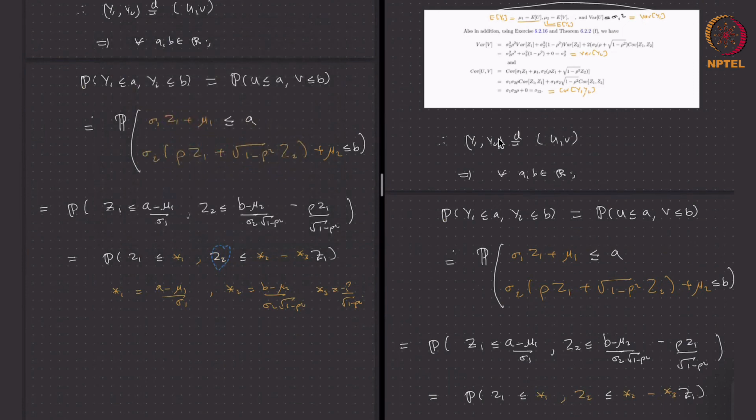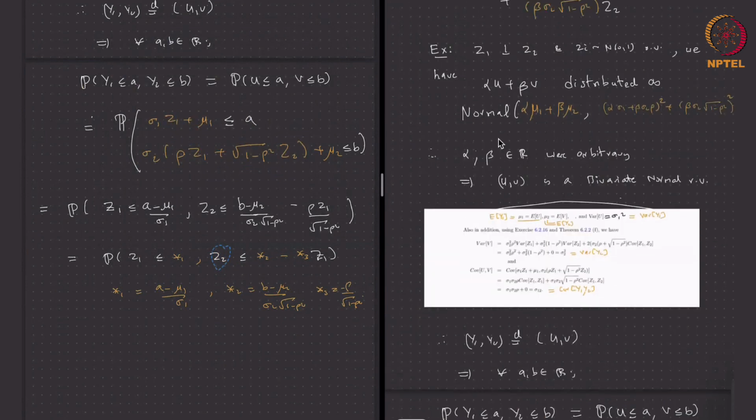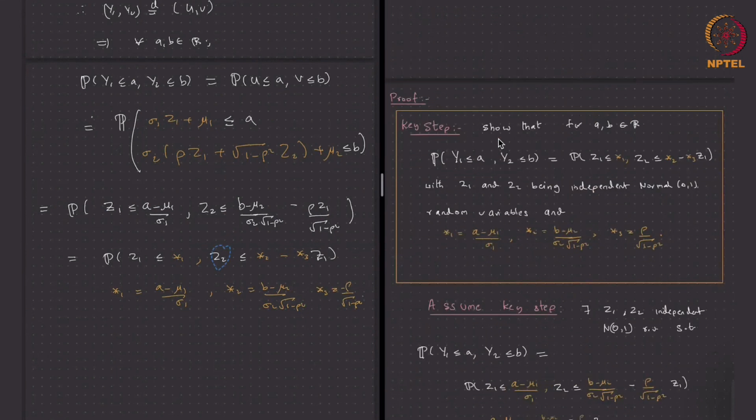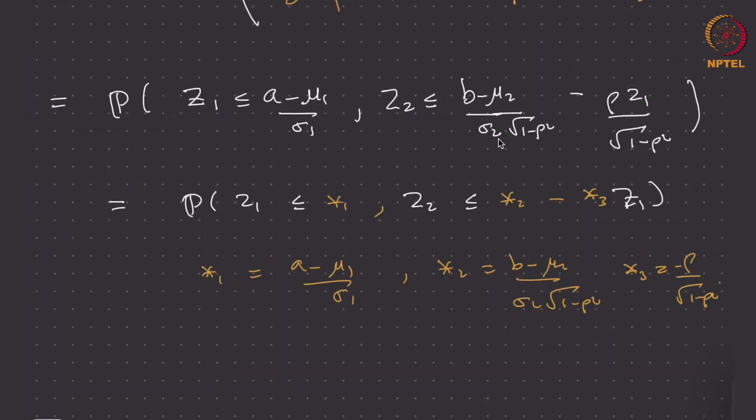And this is exactly what the claim was, right? Let's just go back to the claim. What is the key step? The key step was to show this, which is exactly what we have shown. For any a, b in R, we have shown that the probability of y1 less than or equal to a and y2 less than or equal to b is the same as z1 less than or equal to star 1 and z2 less than or equal to star 2 minus star 3, where star 1, star 2, star 3 are given by this expression. Very cool. And this should be a plus star 3. I'm sorry, I just made a mistake. Star plus rho. So let me fix this a little bit. Very cool. So the proof is complete.